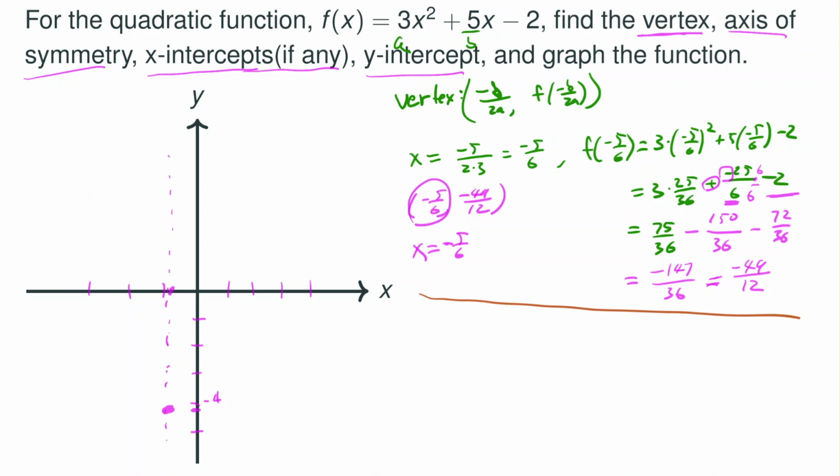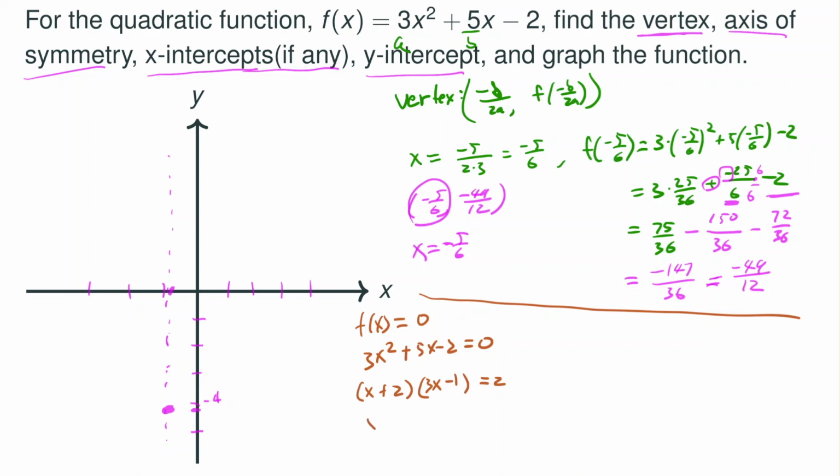X-intercept, we can factor this. In order to find the x-intercept, we have to set this equation equal to 0. So we have to set 3x squared plus 5x minus 2 equals 0. We can either use the quadratic formula, or if we can factor it, we want to factor it because that's a little simpler. So in this case, we can factor this to x and 3x, and plus 2 and minus 1.